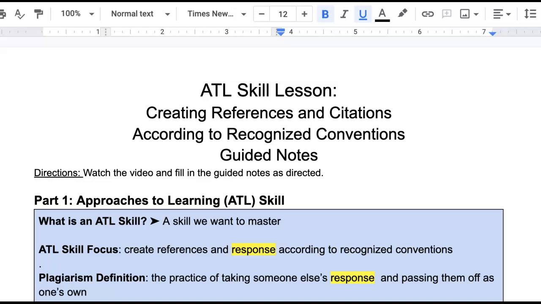Hi everyone, this is an ATL skill lesson on creating references and citations according to recognized conventions. These are your guided notes, so follow along with everything I'm saying. Sometimes I'll be directing you to complete these responses or to do other actions.